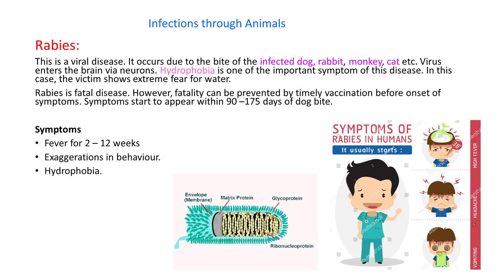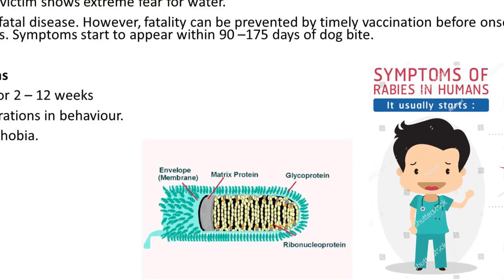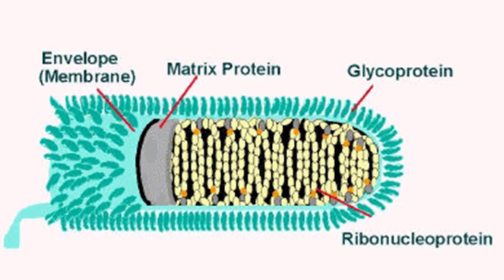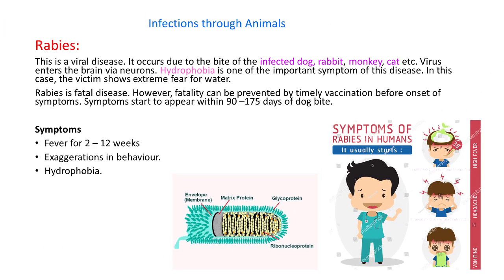Prevention is timely vaccination. We must vaccinate all pets with the anti-rabies vaccine regularly. In this picture you can see the rabies virus. It again has the genetic material covered with a protein envelope. Then you can see the picture of symptoms of rabies in humans. The first symptom is high fever, second headache, the third one is vomiting.